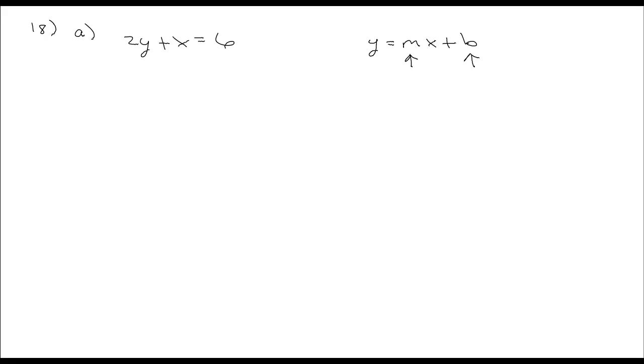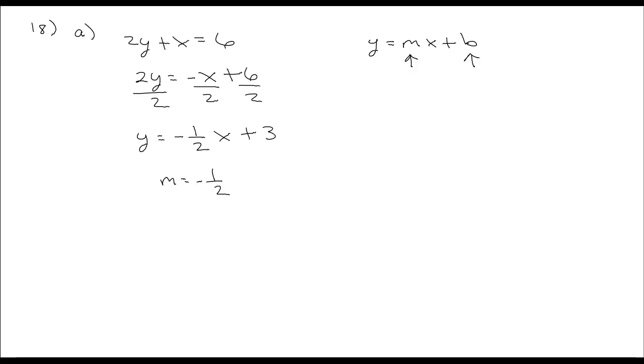So for the given equation, I'm going to subtract the x to the other side, and then divide everything by 2. So y is going to be negative 1/2 x plus 3. So the slope is negative 1/2, and my y-intercept, which you should write as a coordinate, is going to be 0, 3. If it's the y-intercept, the x value is automatically 0.